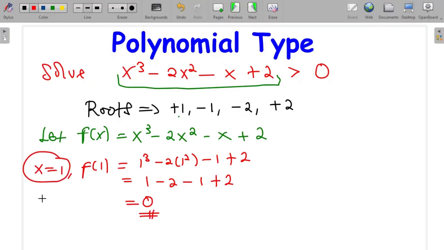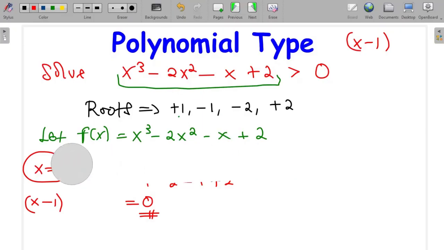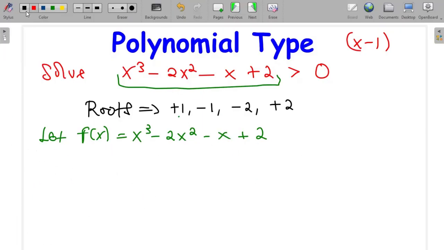So how do I write it as a factor? I'm going to write it as x, and this one goes to the other side, so that is minus 1, like this. So x minus 1 is a factor. So we found the first factor. Okay, let's try to put in minus 1. So if x is equal to minus 1, what will be f of minus 1?